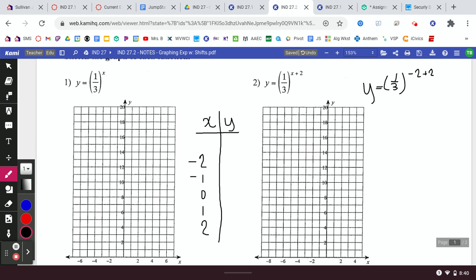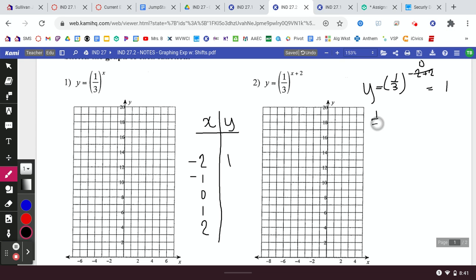plus 2. If you want to save yourself some paper and some rewriting time, right above that you can just put negative 2 plus 2 is 0. It saves you a little bit of writing, but just know that you're taking your x plus 2 because that's up in the exponent spot with your x. Now anything to the 0 power is 1, so 1/3 to the 0 power is simply 1. So we put a 1 in our t-chart.